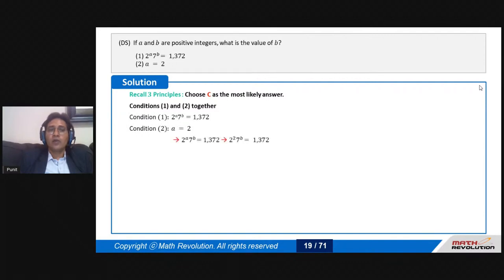Now, condition number 1 says 2 to the power A times 7 to the power B is 1372. Condition 2 says A is equal to 2. I'll simply put A equals 2. I'll combine both the situations. And it says 2 squared times 7 to the power B is equal to 1372. 2 squared makes it 4.